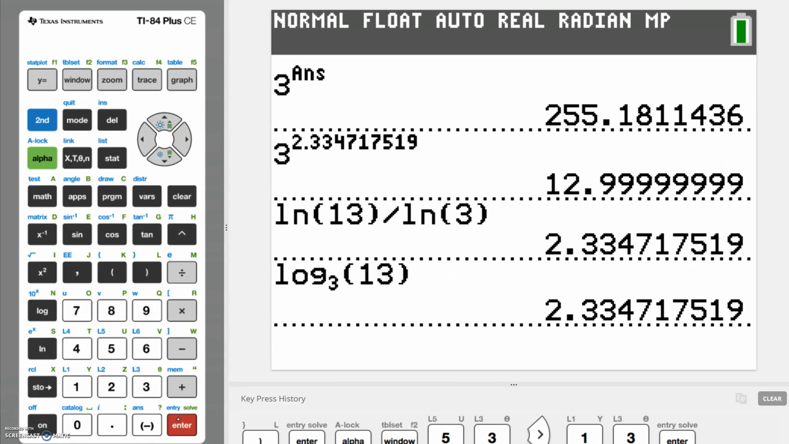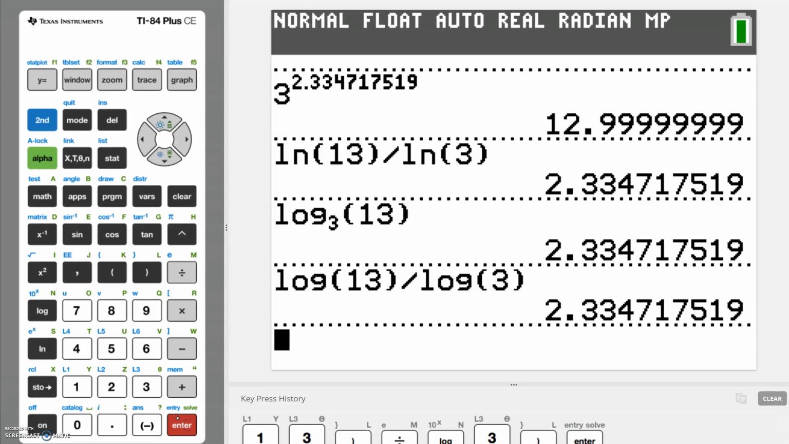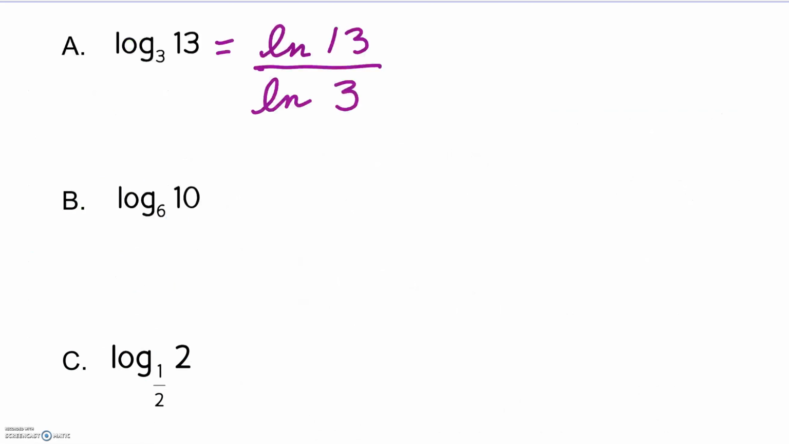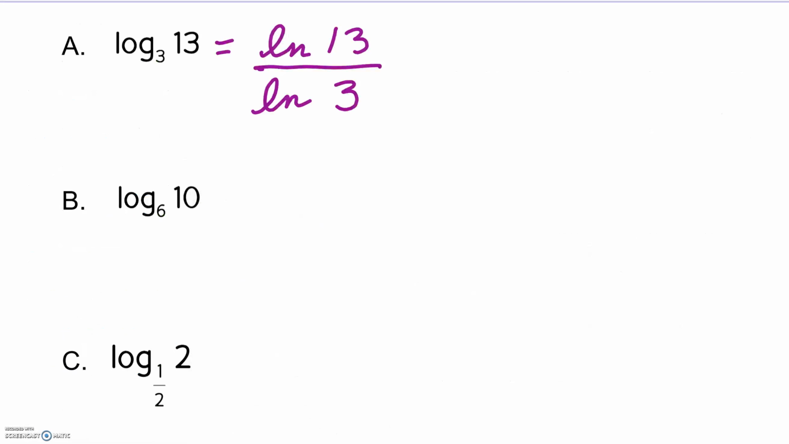Same result. Now, keep in mind, you don't have to use natural log. You can use common log. So you could do common log of 13 divided by the common log of 3. Same result. You can use whatever base you want there. So just keep that in mind. Okay, and so we got an answer of 2.335 approximately.